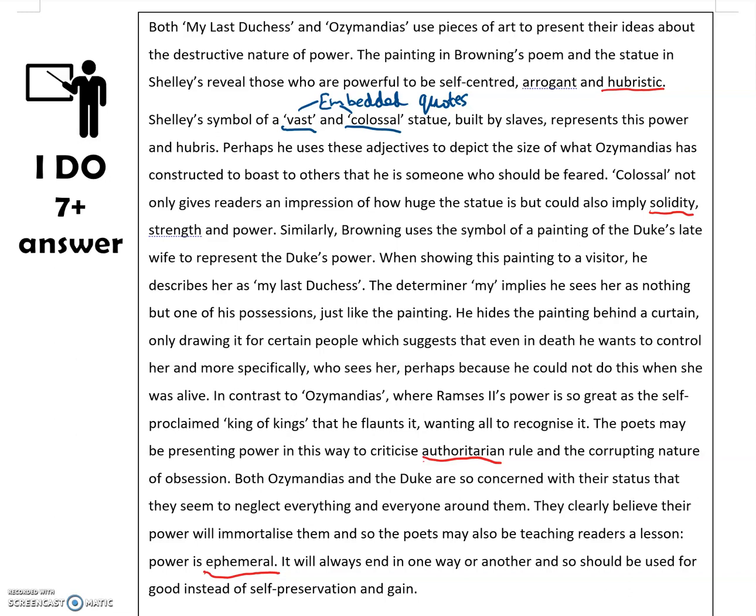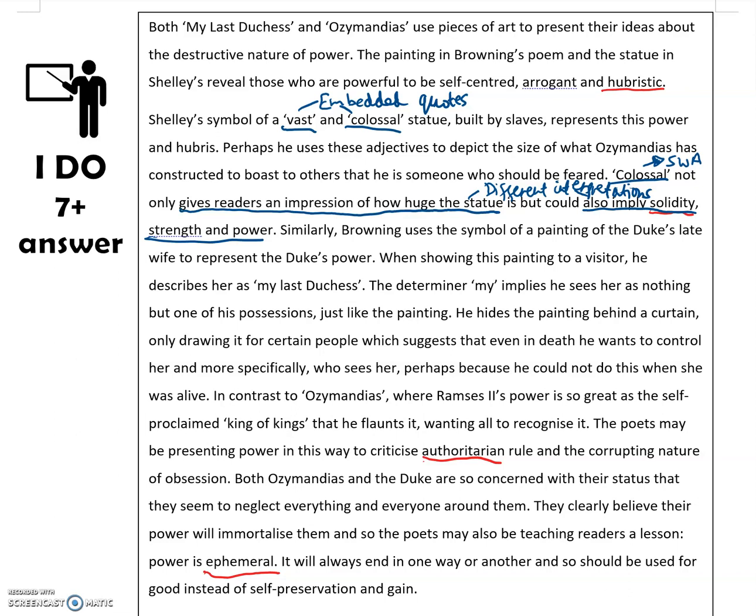Then we've got, just skipping onto this part, colossal not only gives readers an impression of how huge a statue is, but could also imply solidity. So we've got our single word analysis. So you're focusing on what one word means, but in order to get the 7+, you need to be thinking about different interpretations. So one gives the reader an impression of how huge a statue is, and then we've got another one, solidity, strength, and power. So I'm just going to draw an arrow here and write down different interpretations. And that could be maybe something similar. You've got 2 similar interpretations, but you're just developing it a lot more.